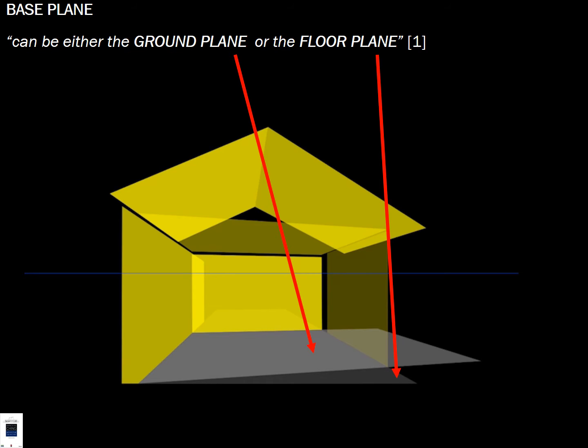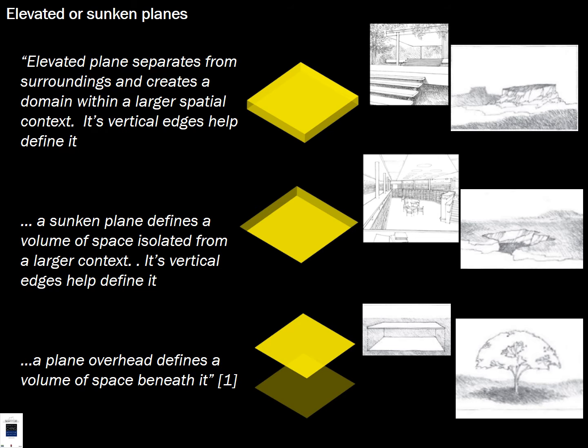So we're going to start with the basic elements of the form. And so we have a ground plane and the floor plane, not always the same thing, typically not. So the elevation of the site and the terrain of the site, and how that's graded versus the floor plane of the structure. And the way these planes relate, the elevated or sunken planes.